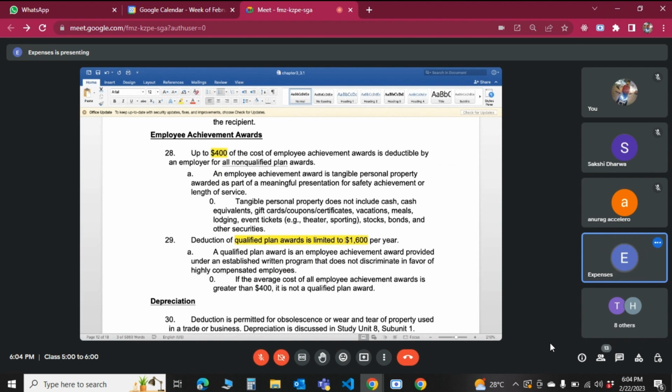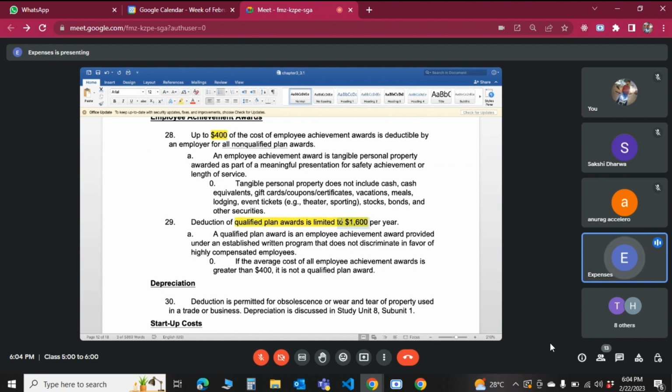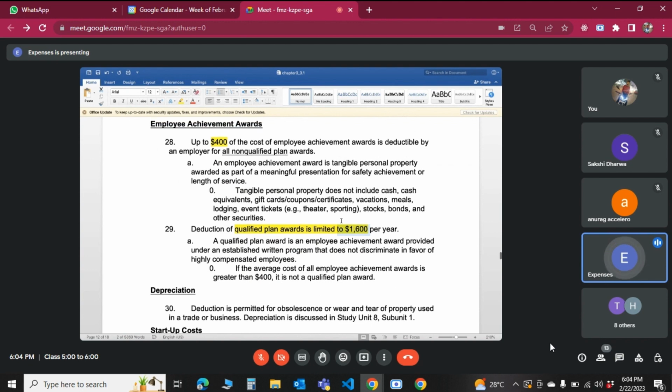Then the limit is raised to $1,600. So if an employee receives something worth $1,600, it's not considered income. Otherwise, if you don't have any plan, and usually small companies won't have one because it all costs, they'll have to go to an attorney and get the plan drafted, and maybe it's not really worth it for them. So usually they'll go with the $400 limit.